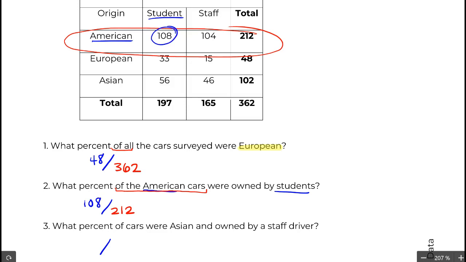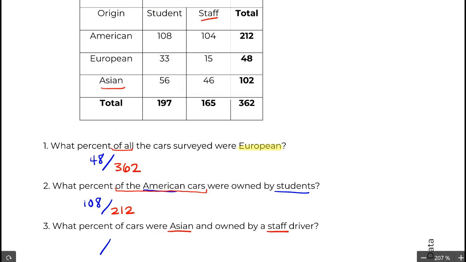All right, and the last one is the one that most people have trouble with. We see Asian, staff, and again, we can kind of see right here, we have Asian, we have staff on our table. We can be pretty confident that our numerator is going to be where those 2 things intersect. It's going to be that 46. But the majority of mistakes happen here by thinking that we're going to divide by the 165 or the 102. In reality, if we read this a little carefully, I should have underlined these in blue like I did on all the other ones. It says what percent of cars were Asian and owned by a driver.